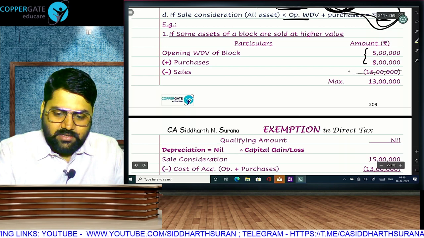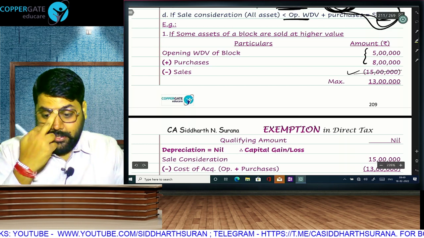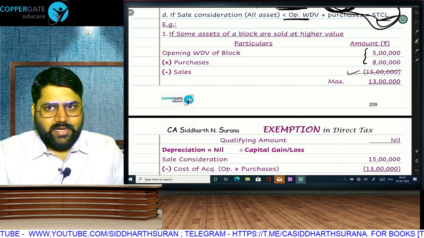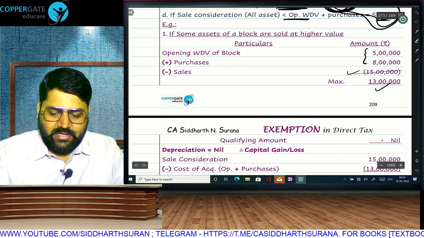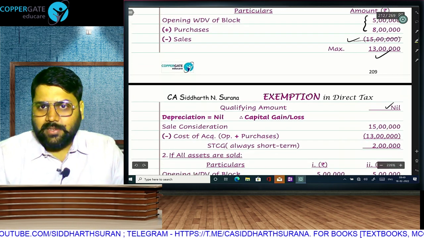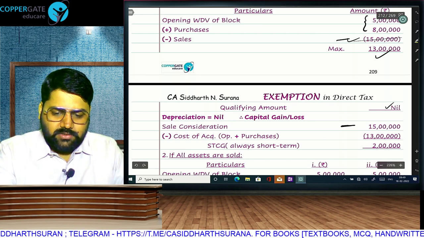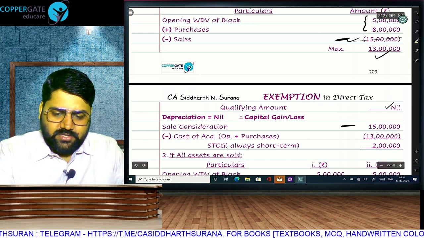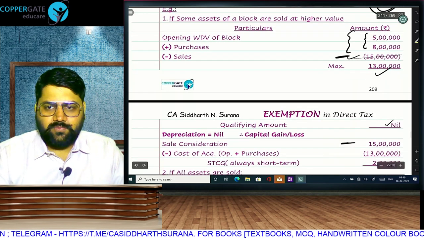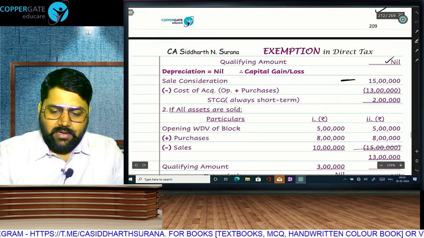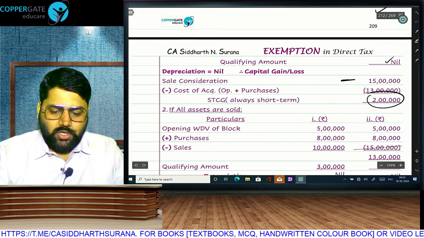If the sales is more than the value in the block, so you are getting negative, you can subtract a maximum of 13 lakh, and this will be zero. When the amount in the block is zero, then you will have to calculate. Sale consideration will be the amount that you sold for, and cost of acquisition will be the value in the block before the sale took place. This total 13 lakh, and this 2 lakh will be your short-term capital gain.